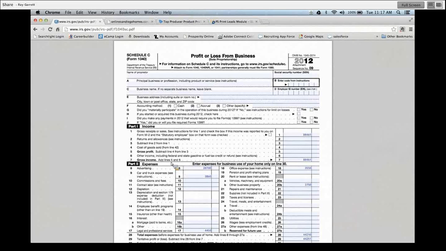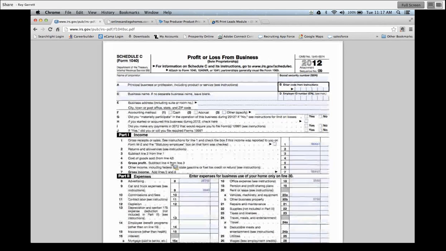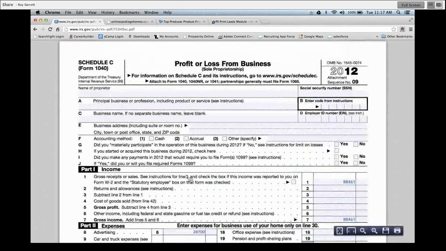Basically, the Schedule C tells you about your profit and loss, and it's the bottom line when it comes to the business. You want to look at what all of your incoming sales were, and at the end of the day, how much money you made. So I'll blow this up a little bit so it's easier for us to see.